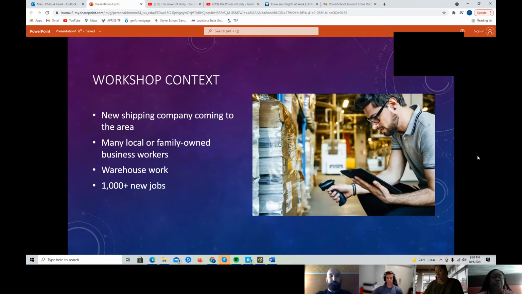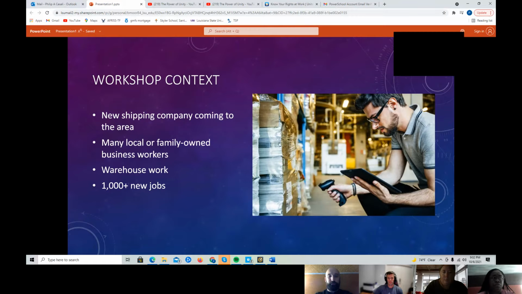So the context of this workshop will be there's a new company coming to an area that's going to bring over 1,000 different new jobs. And many of the people who are going to go and work in the warehouse have worked in either the local restaurants or family-owned businesses. So they're making the move for more benefits, more money, just new opportunities as life is getting hard, to find jobs sometimes. They're moving into the warehouse world, more into that corporation.